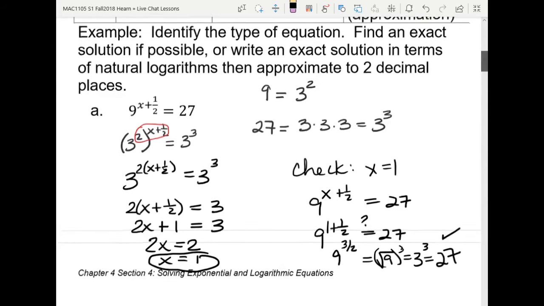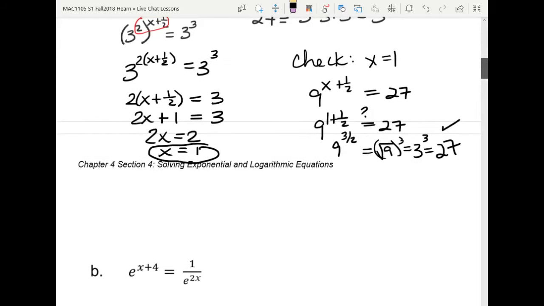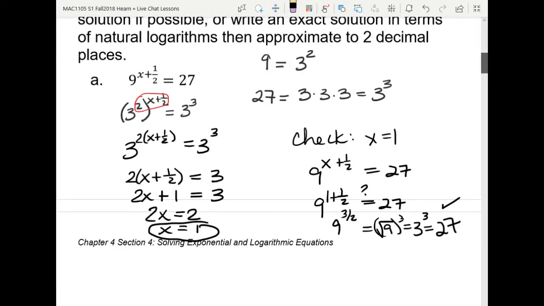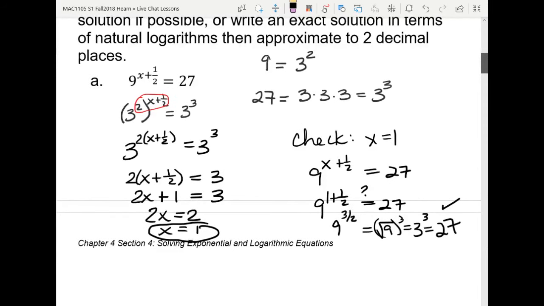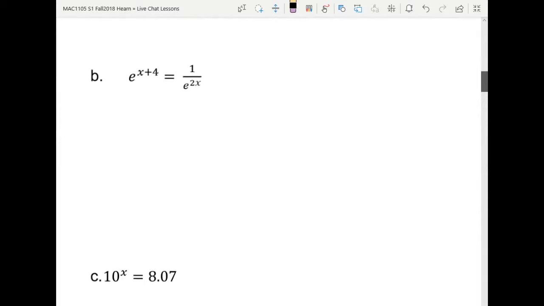Okay, if you're just joining us, I know we've had some technical problems. I'm sorry about that. We're solving exponential equations, and one way to do that is to get the same base on both sides and set the powers equal to each other. So that's what we're working on now.